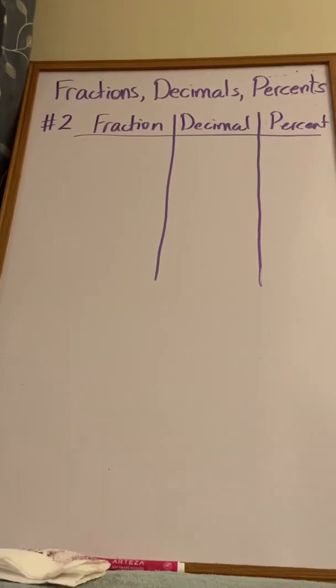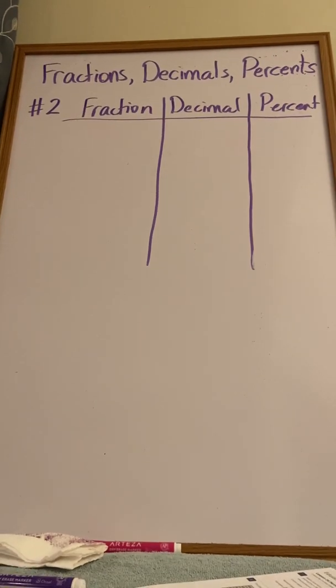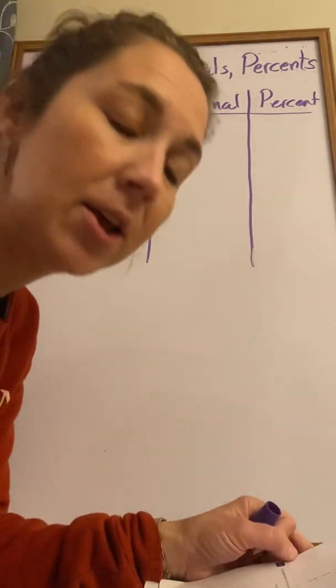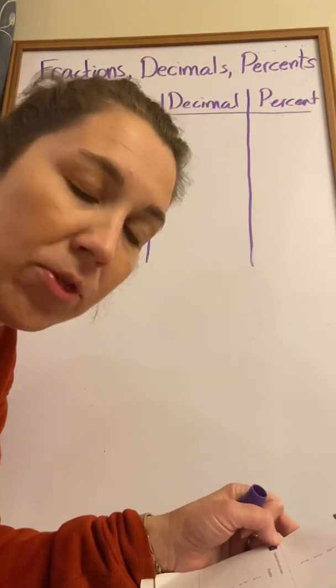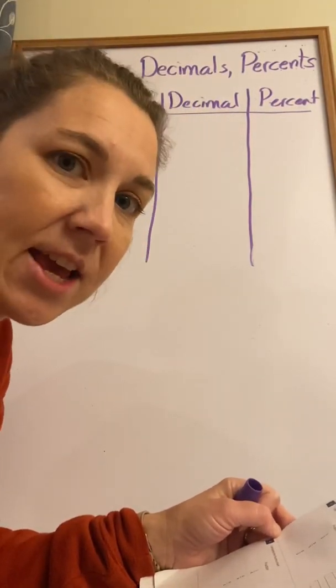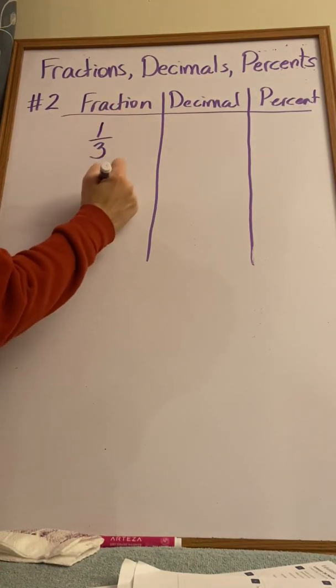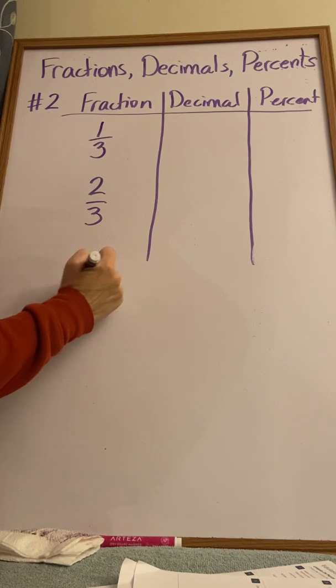All right, question number 2. We're still looking at fractions, decimals, and percents. Question number 2 is asking about the thirds: 1/3, 2/3, and 3/3. So that's like if I take a cake, let me write those down. I've got 1/3, 2/3, and 3/3.